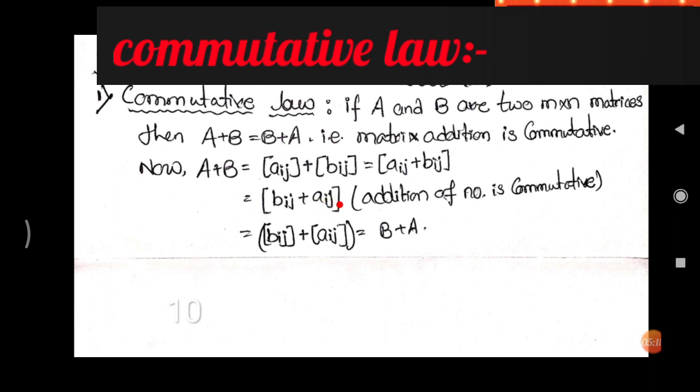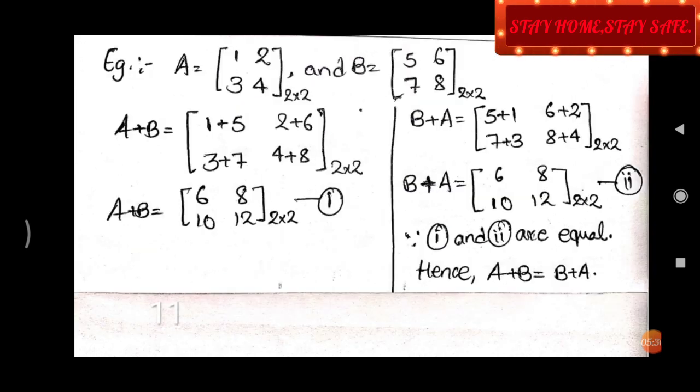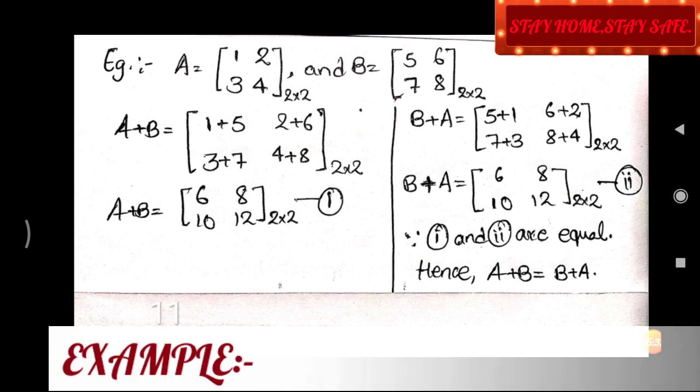So we can say bij plus aij is equal to aij plus bij, that is b plus a. A plus b is equal to b plus a. If it is still not clear, then we have an example to make it clear. In the first matrix we have 1 2 3 4, and in the second matrix we have 5 6 7 8, of order 2 by 2. For a plus b, as I said earlier, we get the sum of two matrices by addition of matrices. Then we get the sum as 6 8 10 and 12 in equation 1, and the same we get for b plus a, that is 6 8 10 and 12.